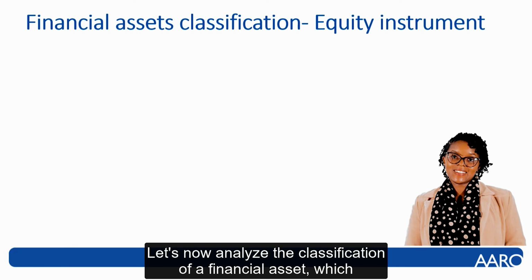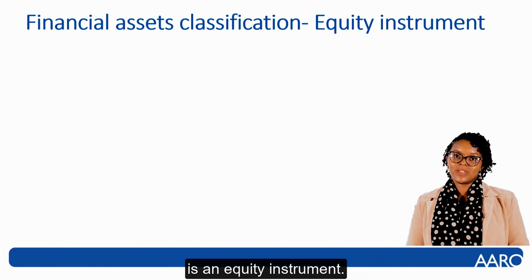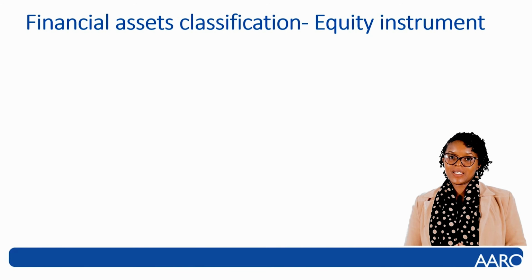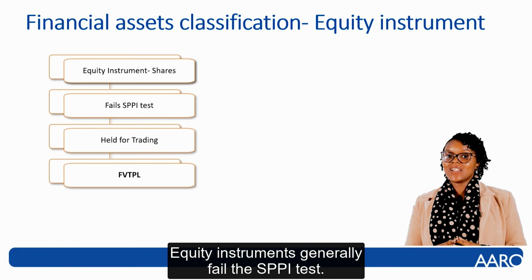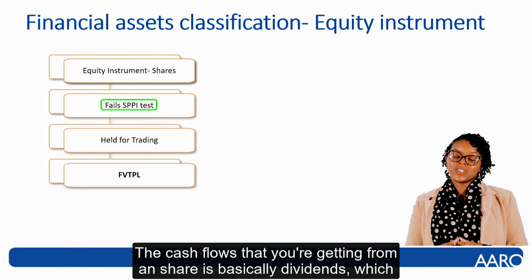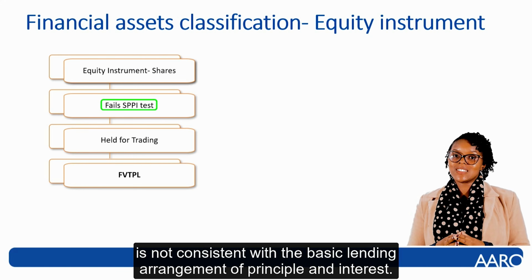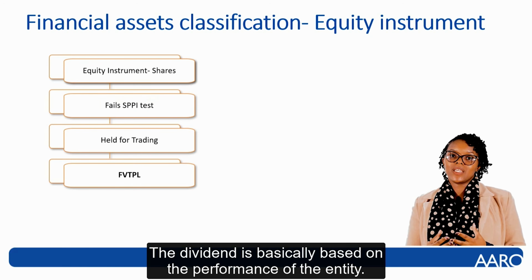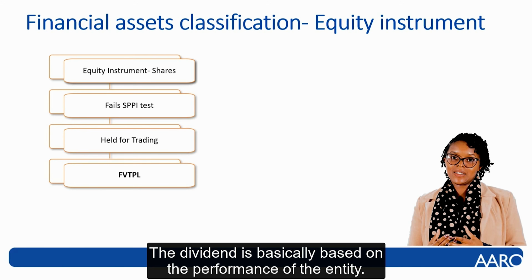Let's now analyze the classification of a financial asset, which is an equity instrument. So for instance, you invest in shares. Equity instruments generally fail the SPPI test. Why? The cash flows that you're getting from a share is basically dividends, which is not consistent with the basic lending arrangement of principal and interest. The dividend is basically based on the performance of the entity.